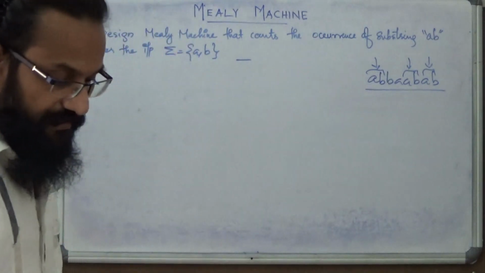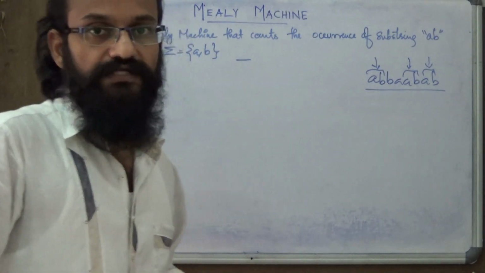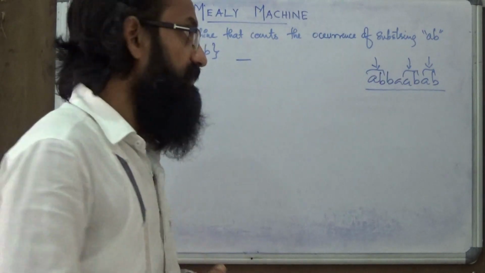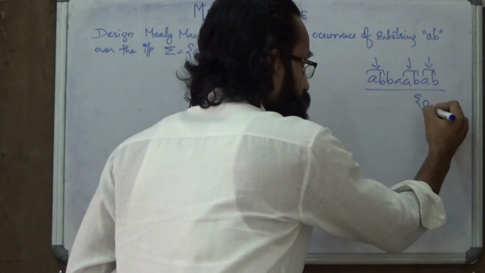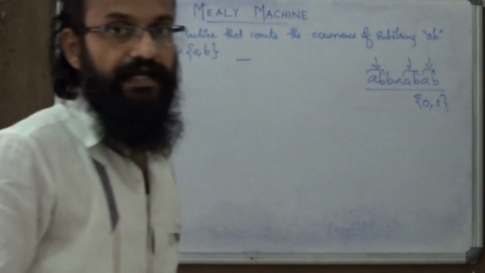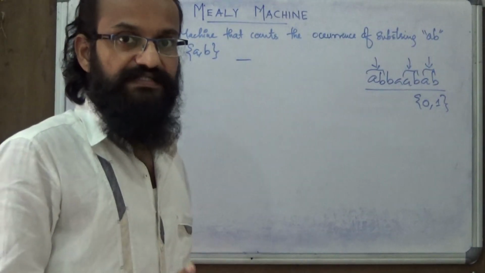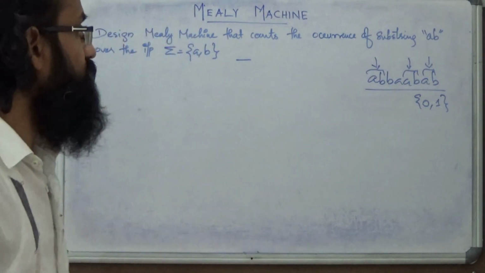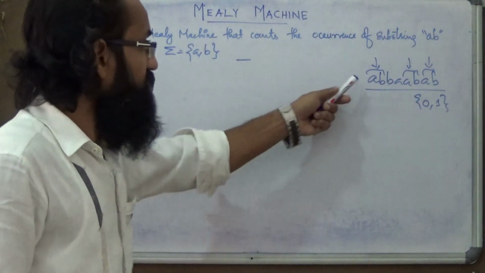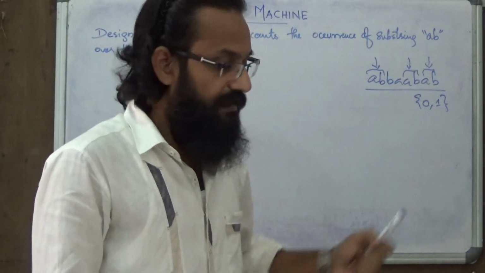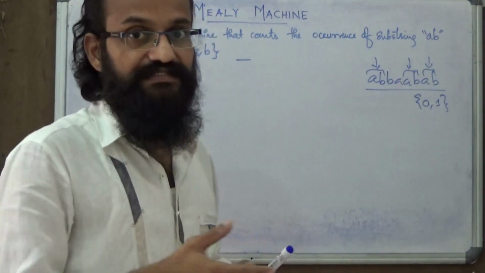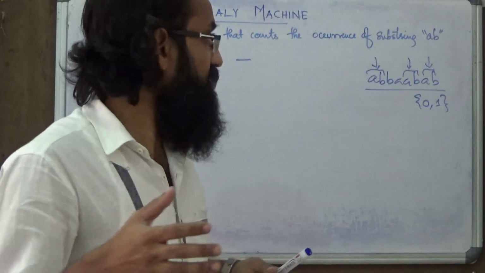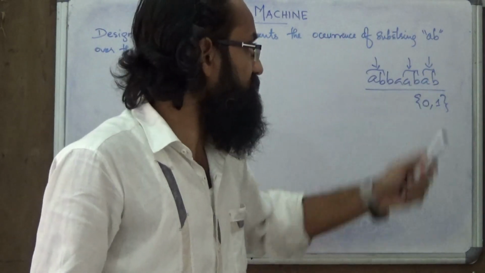So before designing the Mealy machine, you can take your own assumption. So we proceed based on the assumption that the output string will be generated using zeros and ones, and the number of ones in the output string represents the count of occurrences of substring AB in the input string. So for this input string, you are expected to generate an output string containing zeros and ones, and the number of ones must be 3 in this case.